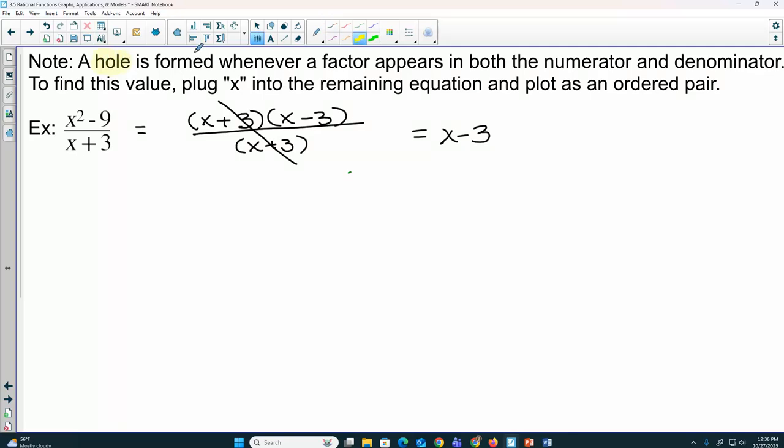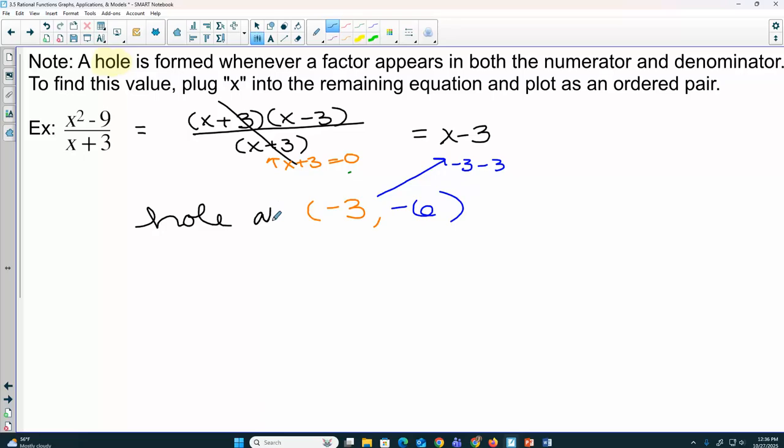So a hole is like an open circle, and that happens whenever something cancels from the top and bottom. To find that, we take the thing that canceled. What makes x plus 3 equal 0? Negative 3. So that's the x value. To find the y value, you plug negative 3 into what's left. So negative 3 minus 3 is negative 6. So on this graph, it would have a hole or an open circle at negative 3, negative 6.